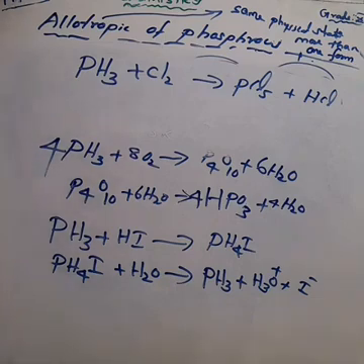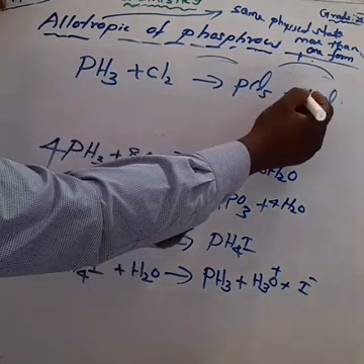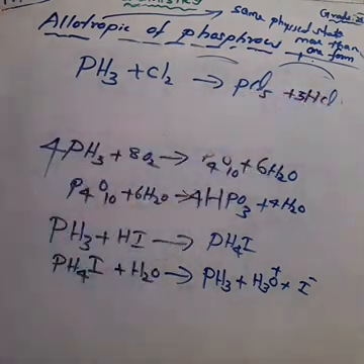So before that, you count the hydrogen in phosphine. How much hydrogen is there? 3 hydrogen. So on the product side make it 3 HCl. So 3 plus 5 Cl means 8. So make it 4 Cl2 on the reactant side. Now the equation is balanced.